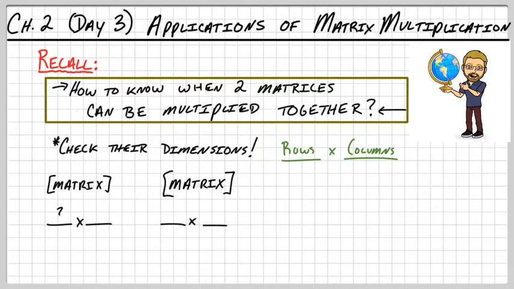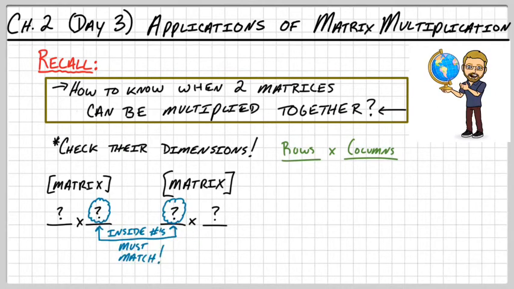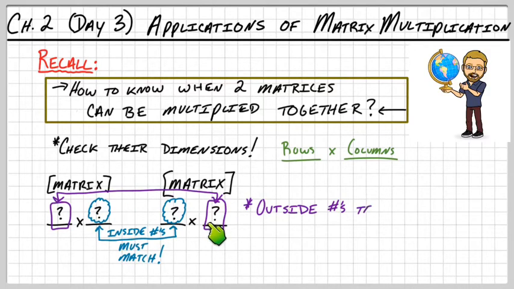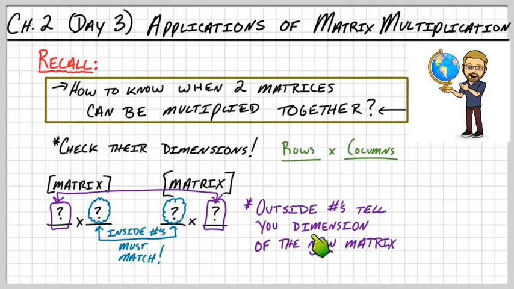So if we're looking at two matrices, we want to know whether we can multiply them together. We compare their dimensions side by side here. So if I'm doing matrix A times matrix B, I look at the inside numbers, and those have to match. If those match, then I can move forward with matrix multiplication. In my new matrix, the offspring of these two, if you will, it will be the size of whatever the outside numbers are. So those outside numbers will tell us the dimensions of our new matrix. So again, that's just to refresh you.